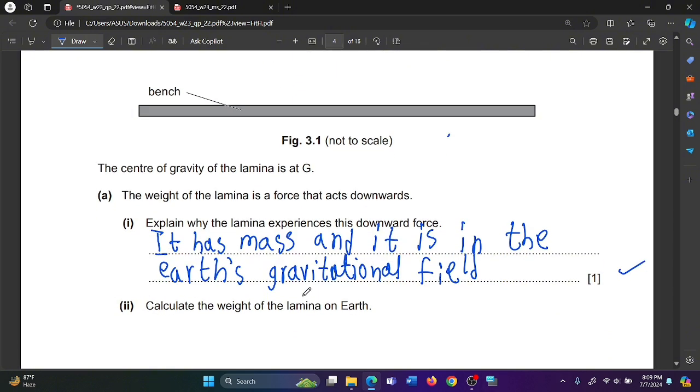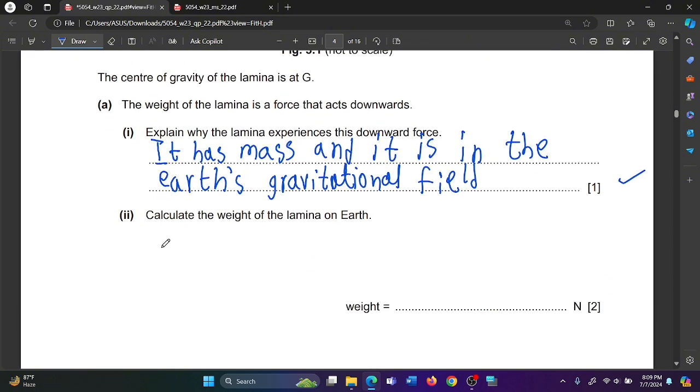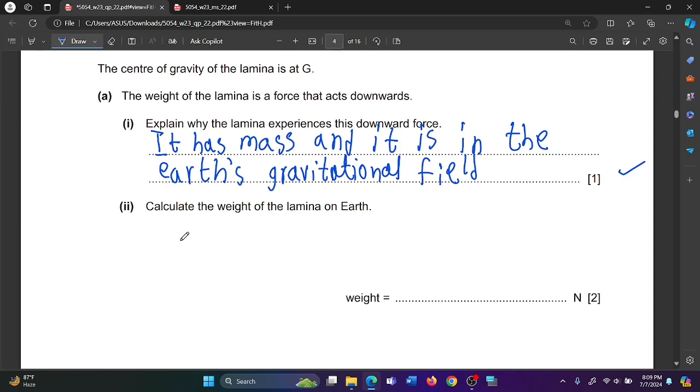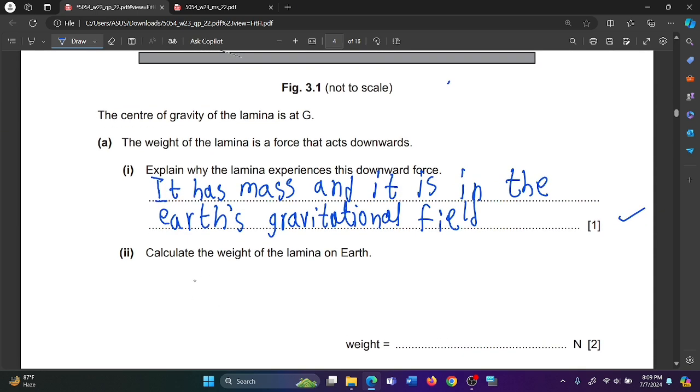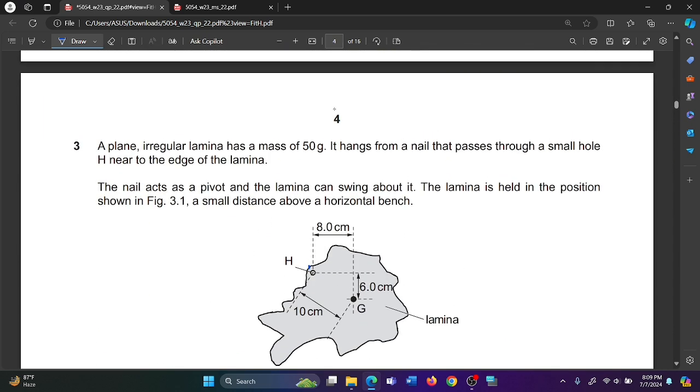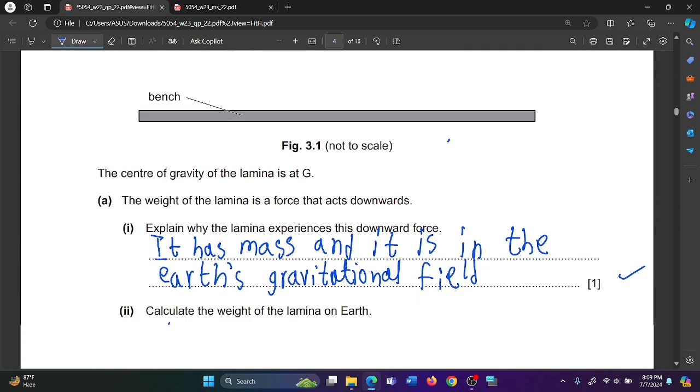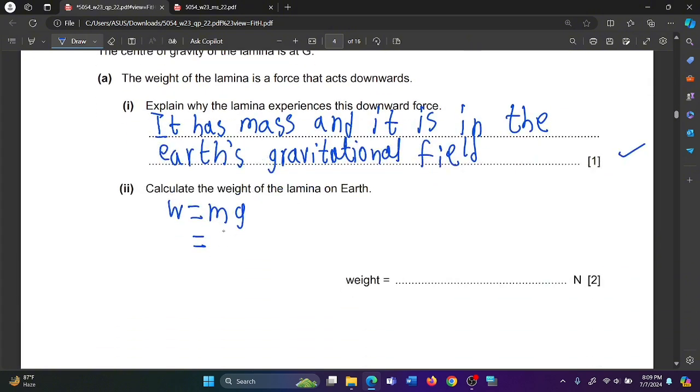Now let's move on to part 2 of part A. Calculate the weight of the lamina on the Earth. Very easy. The formula of weight is mg, that is mass times g, the gravitational acceleration according to Newton's second law. So what is the mass? The mass is 50 grams. So we need to convert this into the SI unit of mass. To convert 50 grams to kg, we divide 50 by 1000, multiplied by g.